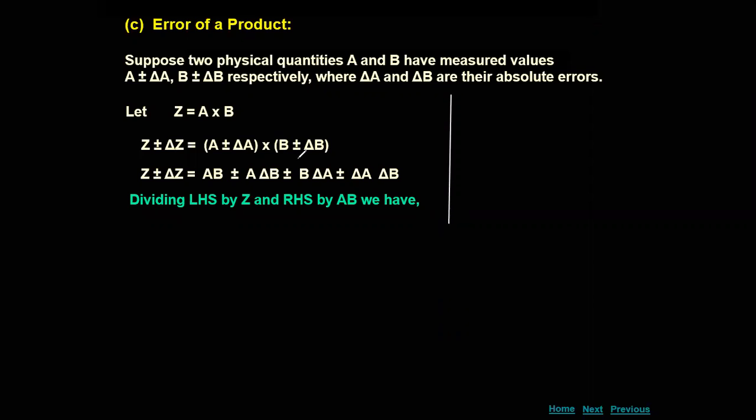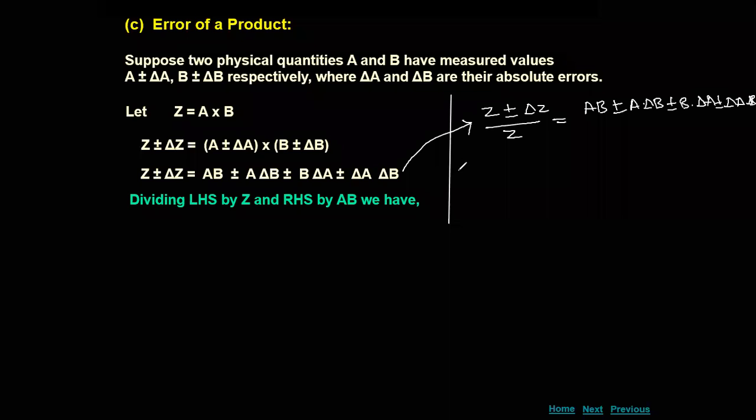Right. So this step I am continuing over here. Now, what happens if I divide with Z on the left side? Z plus or minus delta Z by Z is equal to AB plus or minus A into delta B plus or minus B into delta A plus or minus delta A into delta B, right?